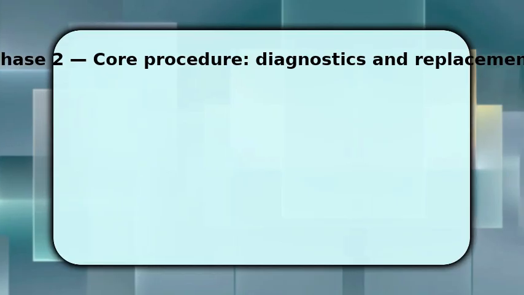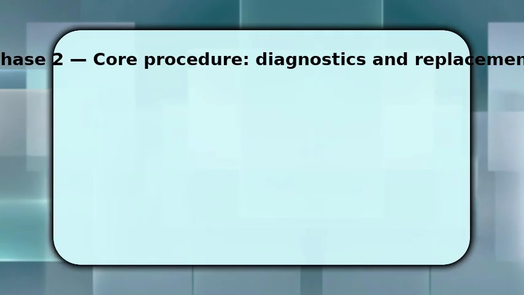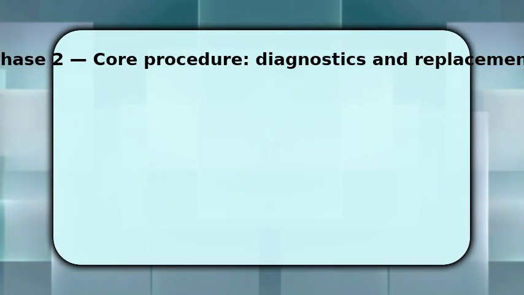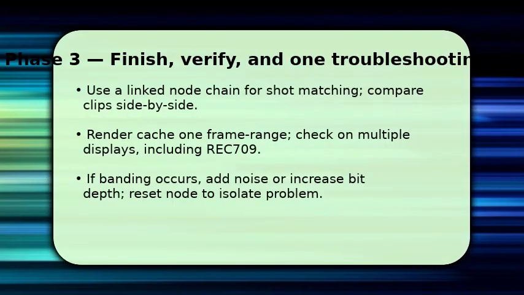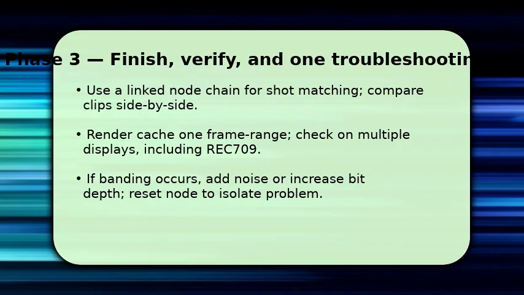Once that feels right, dial in temperature, tint, and saturation, and if using a LUT, reduce it to 10 to 25% for subtlety. Finish by matching all shots. Create a linked node chain and step through clips to tweak until skin tones and exposure read consistently across the sequence. Once matched, render cache a representative range and check the grade on monitors and a REC 709 reference.